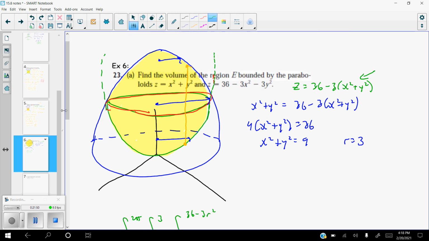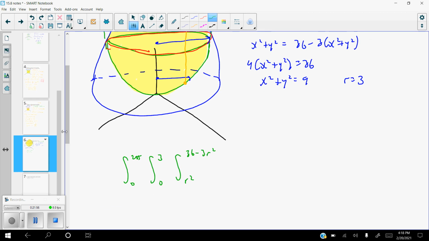It says find the volume, so we are integrating with a rho value of 1. So we don't have to put anything there. It's just going to be dz r dr d theta.